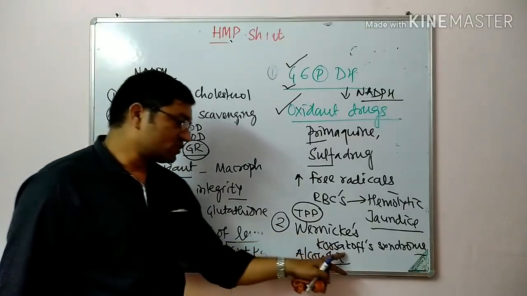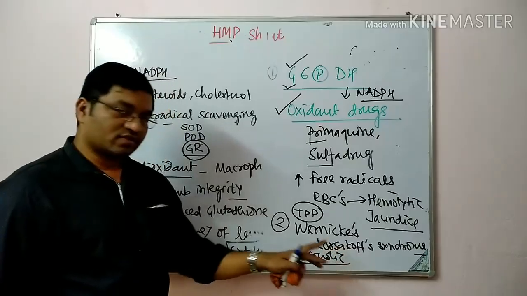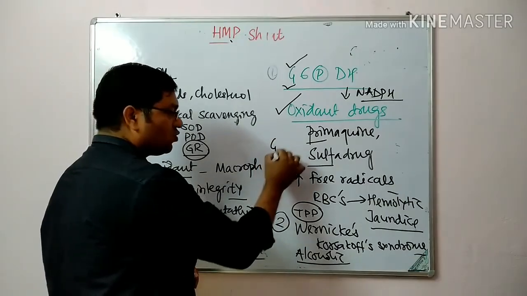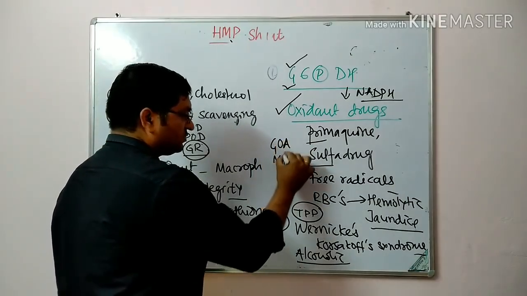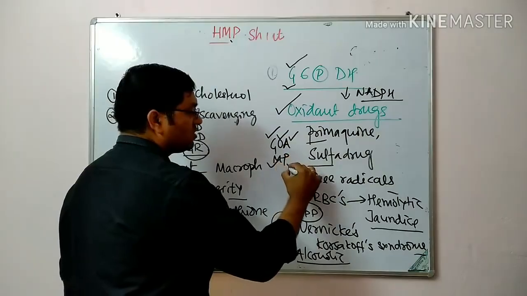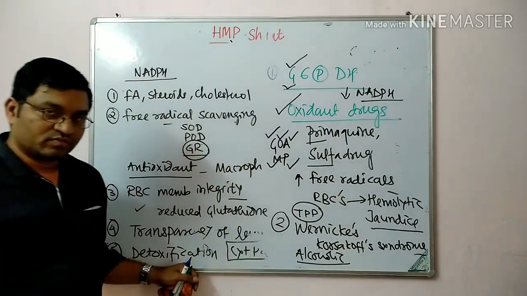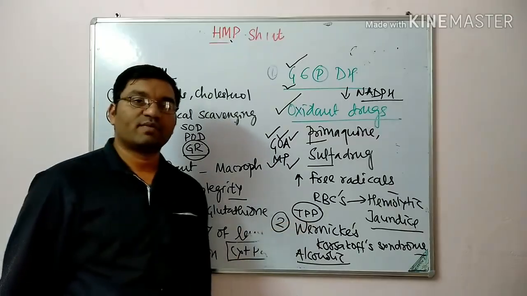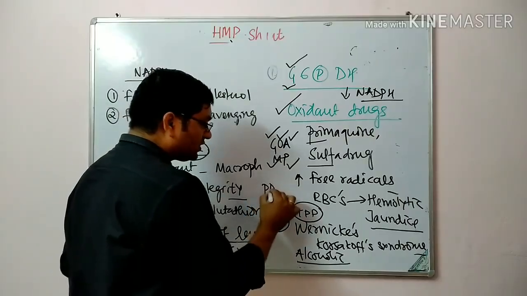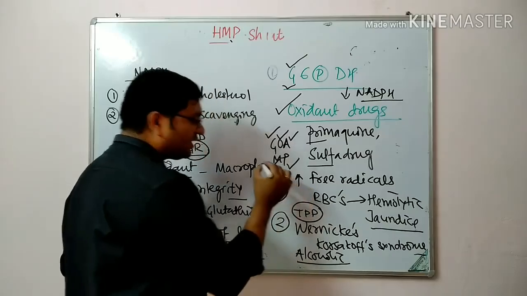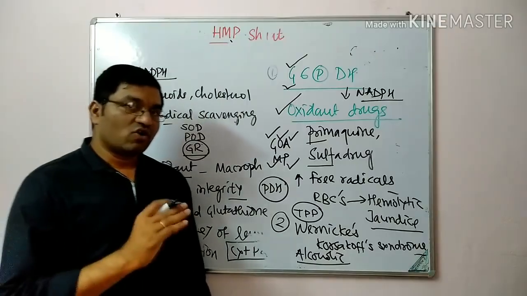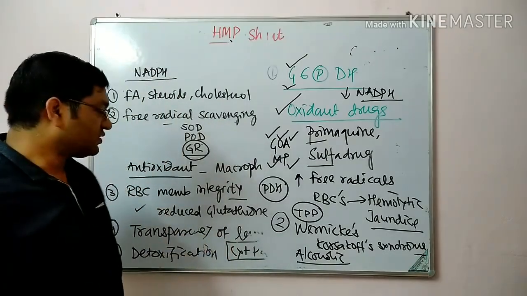So in this Wernicke's Korsakoff psychosis, there are different symptoms; the mnemonic is GOA MP, that is global confusion, ophthalmoplegia, ataxia, memory loss and psychosis. This is due to the decreased level of thiamine pyrophosphate that affects mainly the pyruvate dehydrogenase complex, and that leads to a decrease in the synthesis of ATP. So this is all about the clinical significance of the HMP shunt.